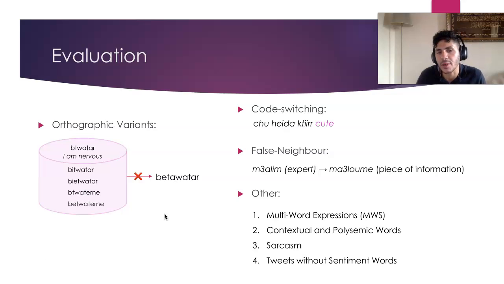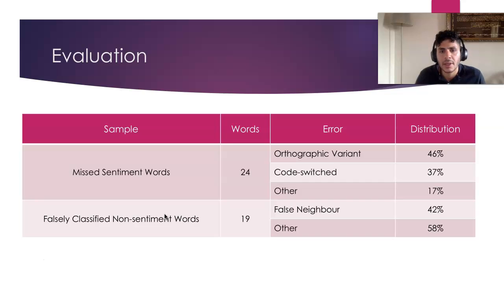The other errors were multi-word expressions, contextual and polysemic words, sarcasm, and tweets without sentiment words, which are basically known issues or challenges in the lexicon-based sentiment analysis approach. This is the table to present the distribution of the error. As you can see, most of the error was in the orthographic variants, code switched words, and the false neighbors.